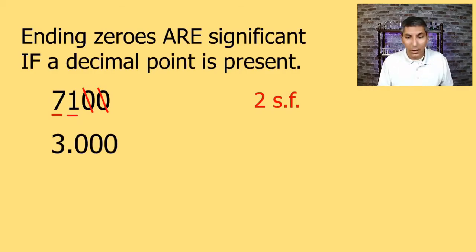3.000. Well, the 3 is significant because it's a non-zero number. And since there is a decimal point present here, those ending zeros are significant as well. So this number has 4 significant figures.